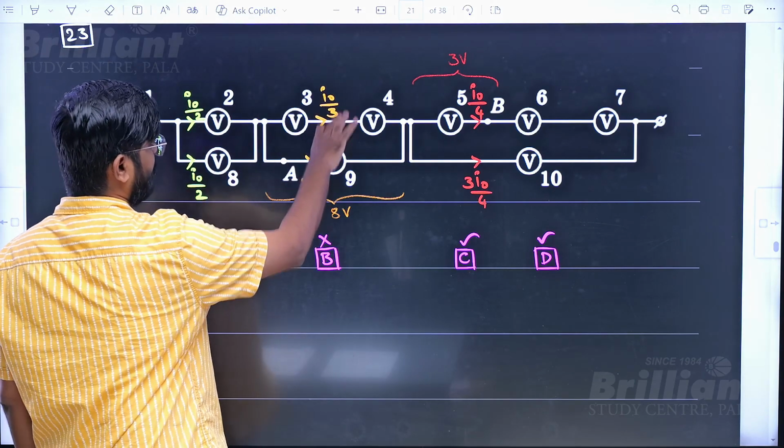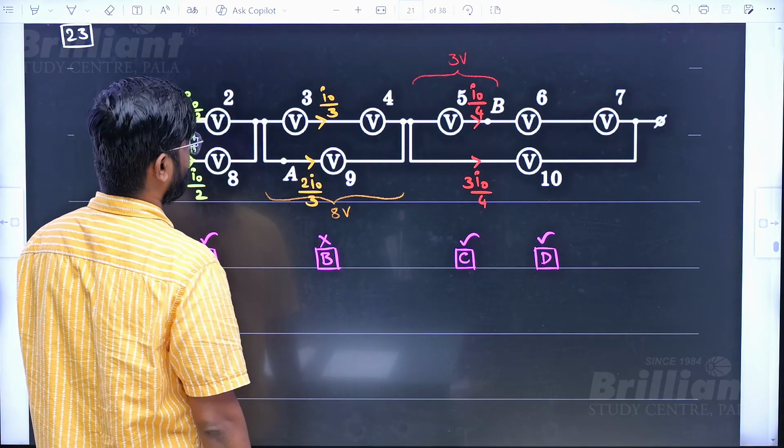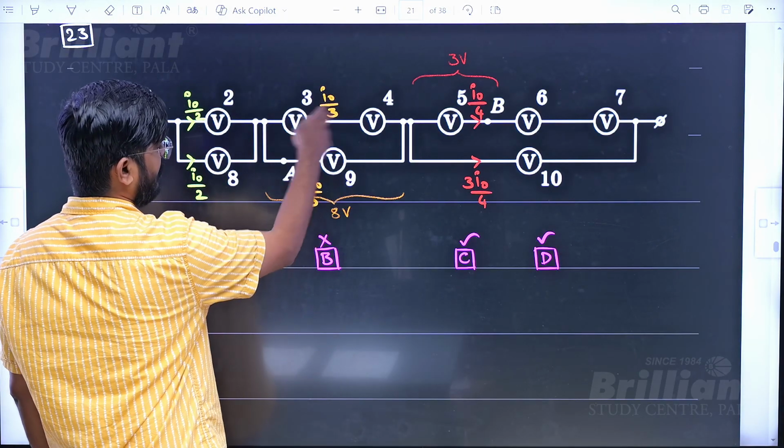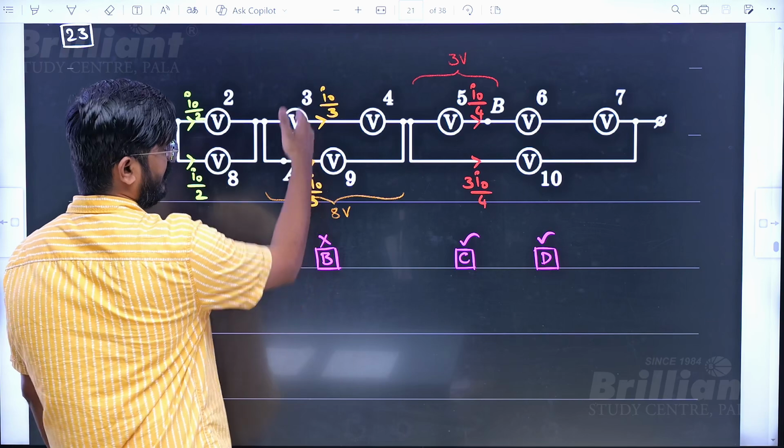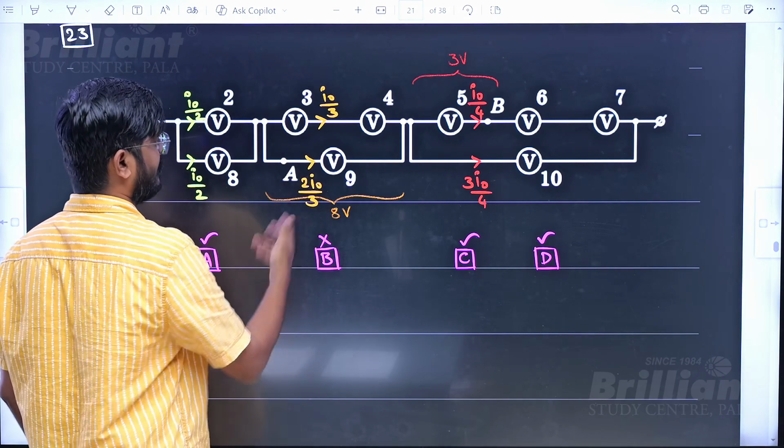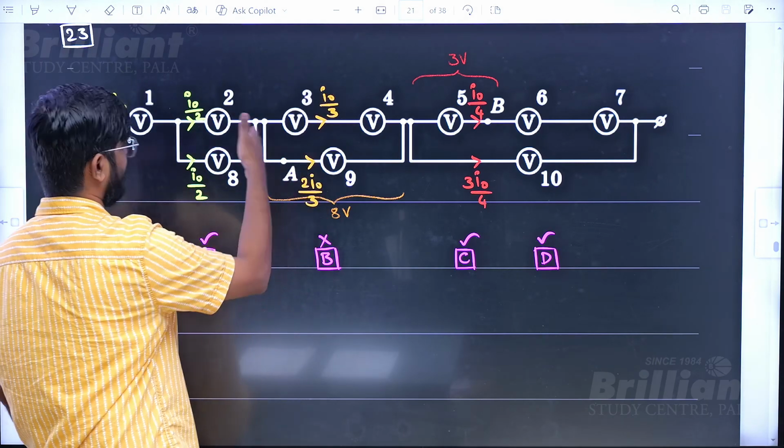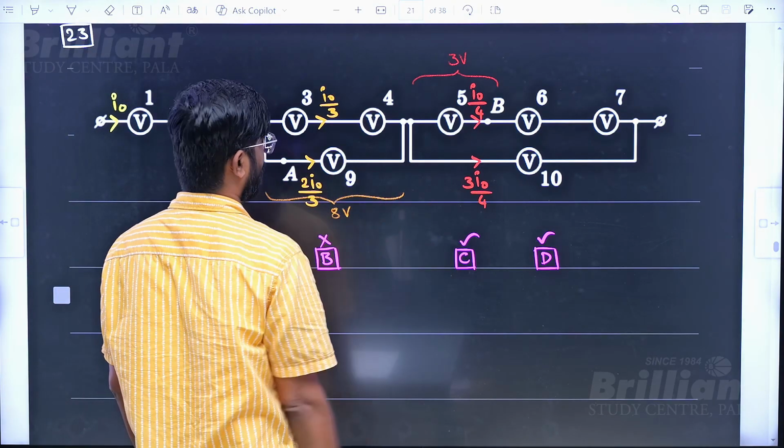After this, if you want to understand how it is going to split, then you can take this as I1, this as I2. I1 into 2R should be equal to I2 into R, and I1 plus I2 should be equal to I naught. From there you can see this will be I naught by 3, 2 I naught by 3. Similarly, current splitting I naught by 4, 3 I naught by 4.